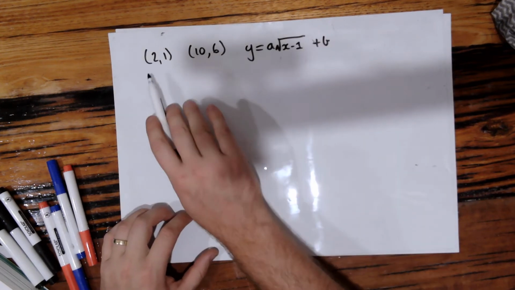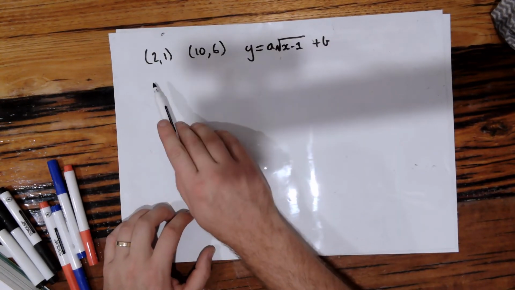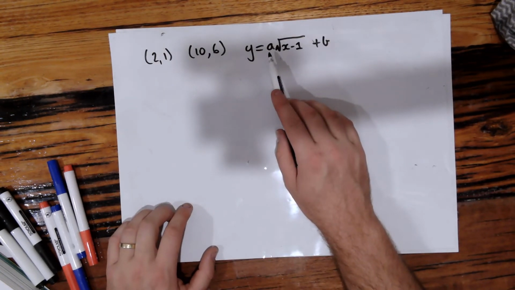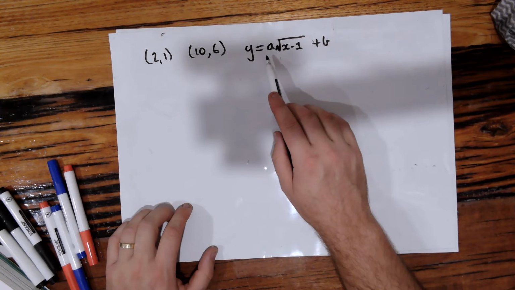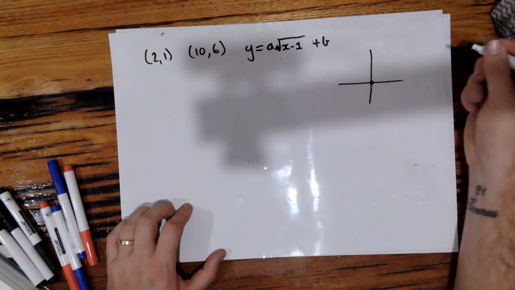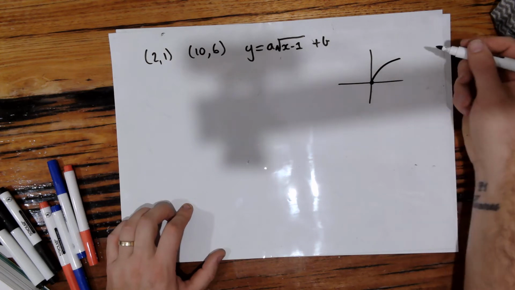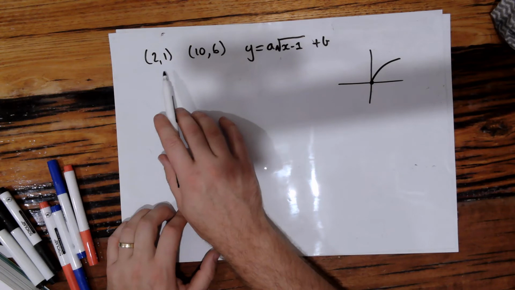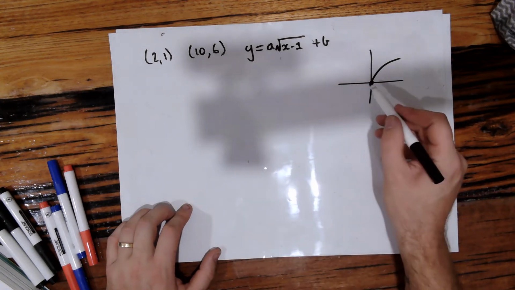So again, we've got two points that we know it goes through. We can use those, set up two equations, and solve simultaneously for a and b. A square root function, of course, has that interesting point that usually is at the origin. Neither of these points are going to work very well for tracking that.